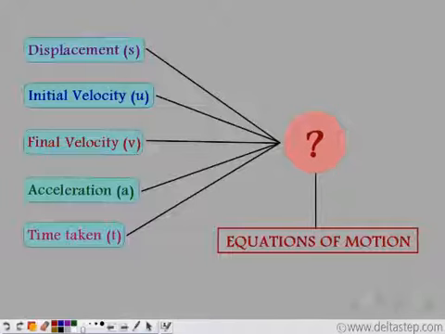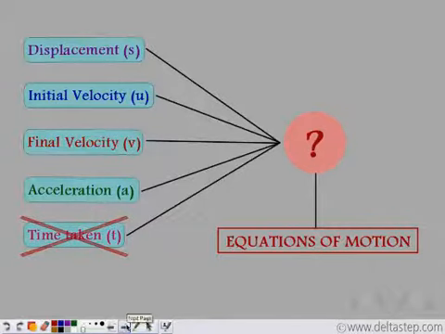We have learned that displacement, initial velocity, final velocity, acceleration, and time taken are all interrelated, and equations of motion describe the nature of the relationship among these terms. So let us now derive the third equation of motion. For deriving the third equation of motion, we ignore time taken. We try to find a relationship between displacement, initial velocity, final velocity, and acceleration.